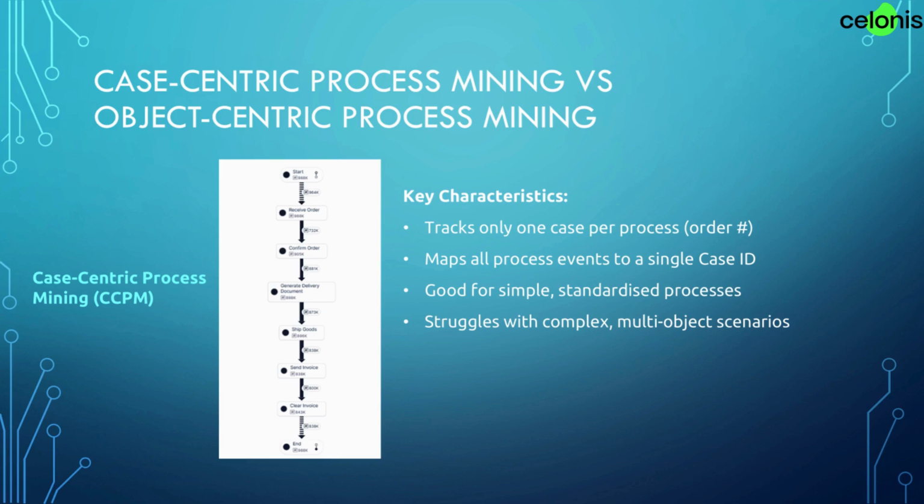For example, in an order management process, the case might be a sales order. Celonis extracts the order number, the activities that order goes through, and the timestamps of those activities. These events are then linked together into a single sequential event log.